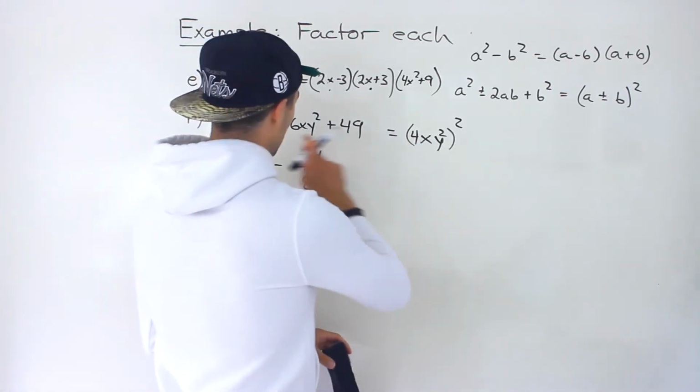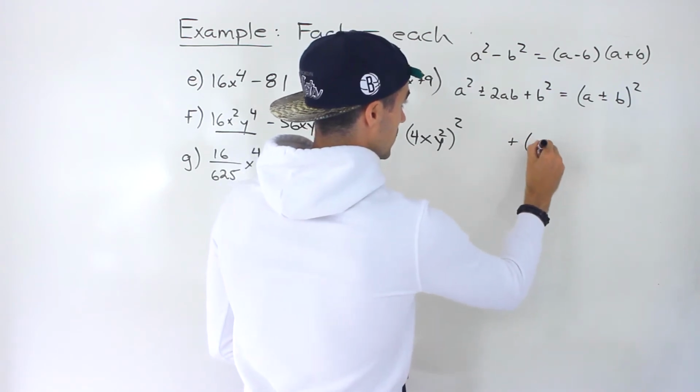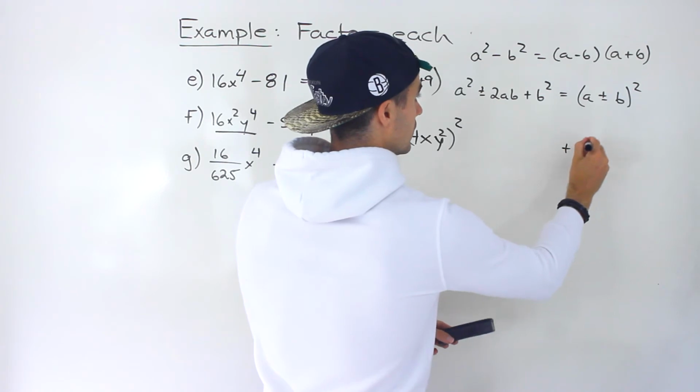And then let's not worry about this middle portion, but then this 49, how do we write that as b squared? We could write that as 7 squared. Let me actually put it further over here.